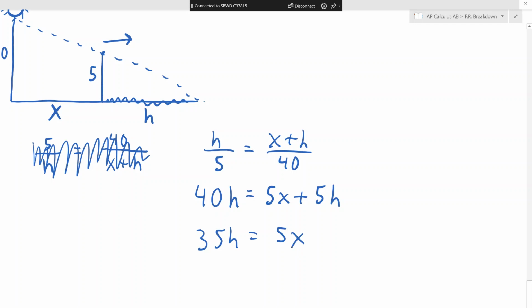There's that. And then if you're feeling super frisky, you can divide by 35. You get that h is just 1/7 x. That's kind of nice.